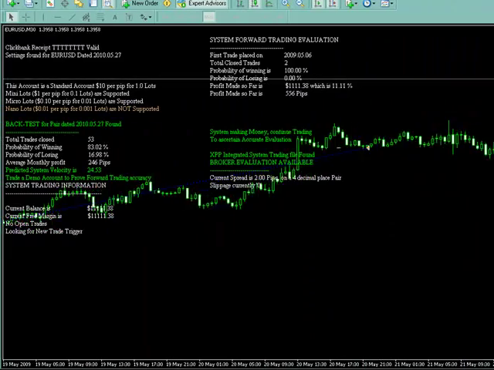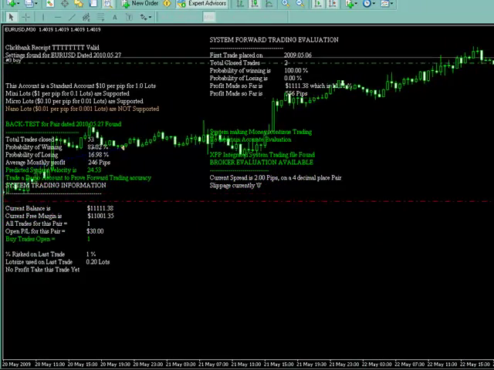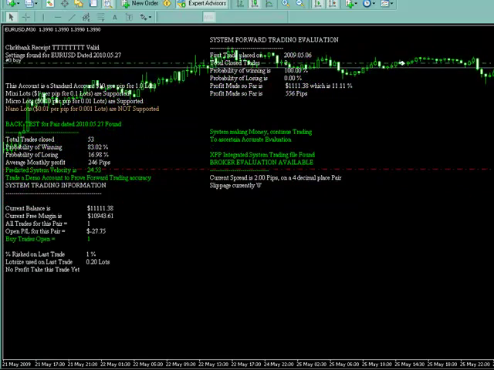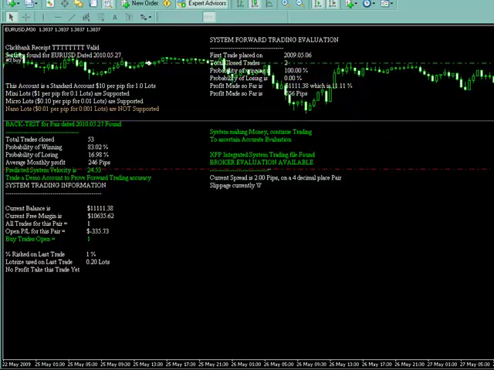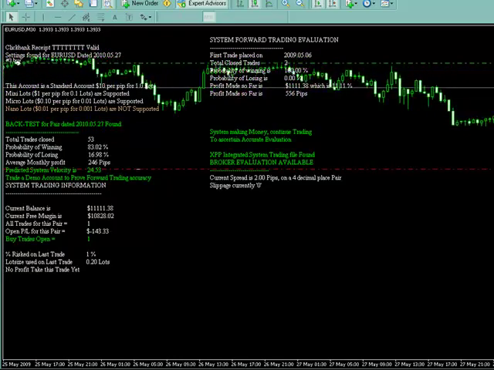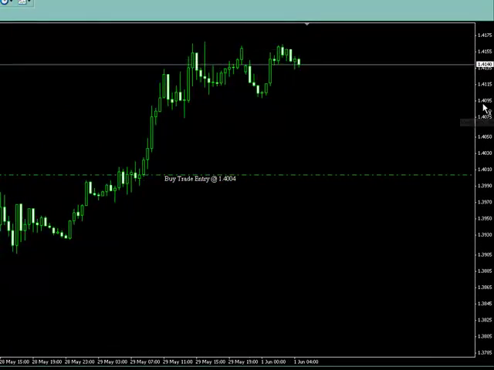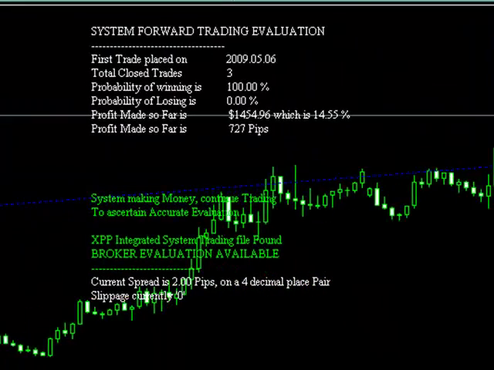Again, if you look at the system forward trading evaluation, you can see now we're up $1,111 and 11% and 556 pips. Another buy trade's been entered. This time it may very well stop out, I'm not sure. No, we're back into profit again. And we've exited again. So that's the third trade on a trot.